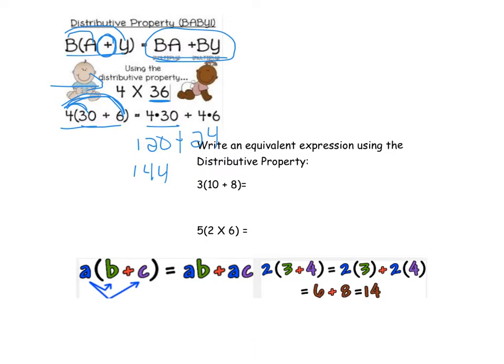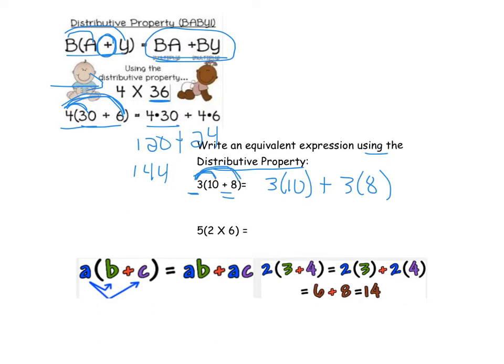All right, write an equivalent expression using the distributive property. We'll actually be doing this a couple different ways today. So here I see I have a sum, and so I'm going to multiply over the parentheses. So I have 3 times 10, and I can add to that 3 times 8. So I'm multiplying over the parentheses. The other way I think about this sometimes is this guy out here, he's a player, he likes to dance with everybody inside the house.